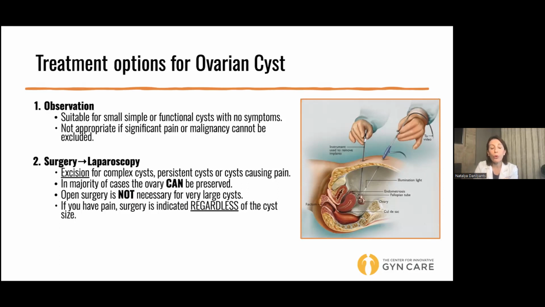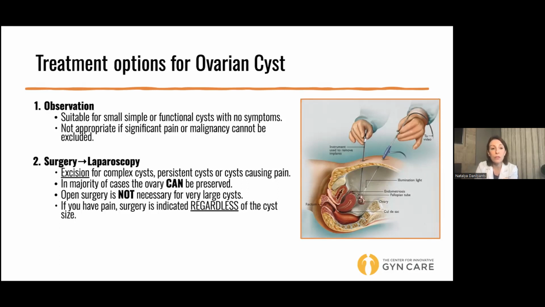Observation is not appropriate if there's pain or if we can't really be certain that there's not a malignancy. So if it's a complex cyst, if it's not a simple cyst, there's a small possibility that there can be cancer. So we can't just say, let's just observe, right?